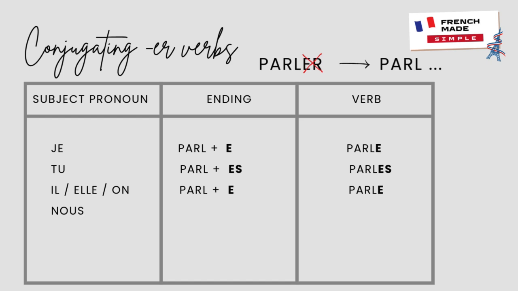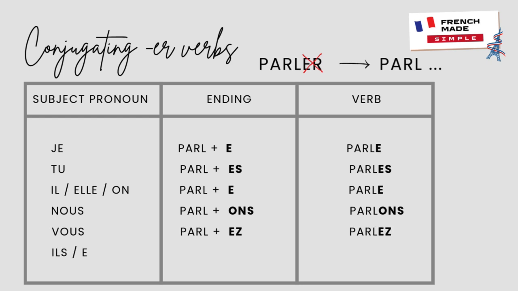For nous, I'll add ONS to parle, giving me nous parlons. For vous, add EZ to parle and get vous parlez or you speak. Finally, add ENT for ils, elles, and get ils parlent, elles parlent. It's that simple.